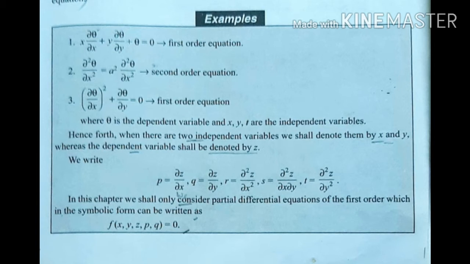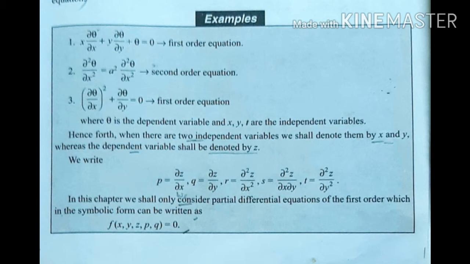Number 3: del theta by del x whole square plus del theta by del y is equal to 0. We also notice that here the highest derivative is del theta by del x. So, this is also a first order equation where theta is the dependent variable and x, y are independent variables.